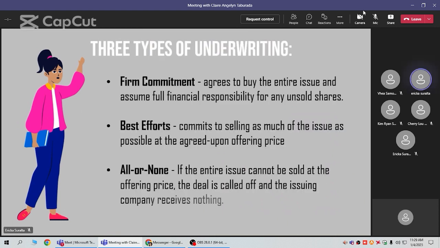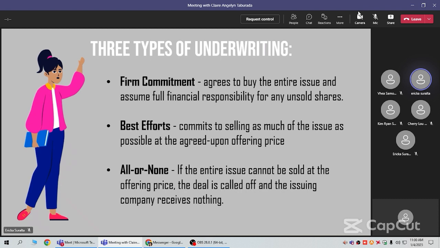And the next is three types of underwriting. So first is the firm commitment. Agrees to buy the entire issues and assume full financial responsibility for any unsold shares. So in the firm commitment, they commit to agree to buy the entire issues and assume full financial responsibility for any unsold shares of the corporation.